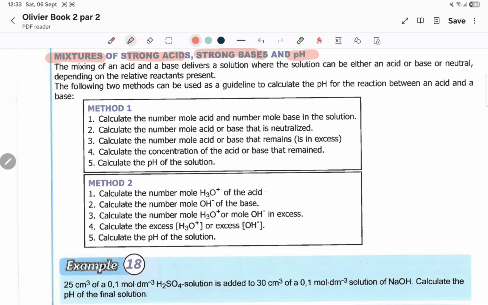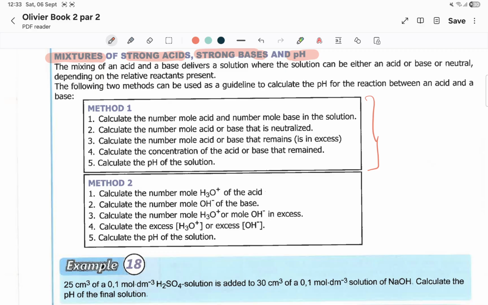Now, the mixing of an acid and base delivers a solution, where the solution can be either acidic, basic, or neutral, depending on the relative reactants present. The following two methods can be used as guidelines to calculate the pH of the reaction between an acid and a base. I normally use method 1, so we are going to use this method. The other method, you can just copy and see if maybe it will work for you.